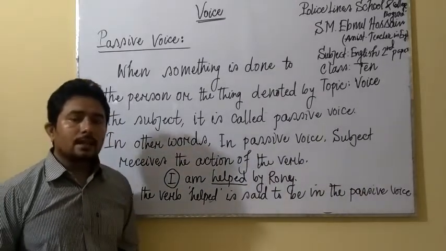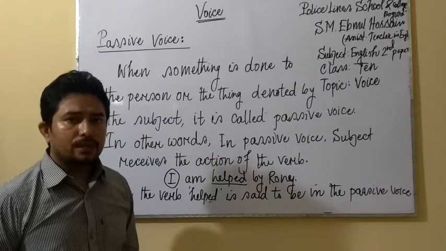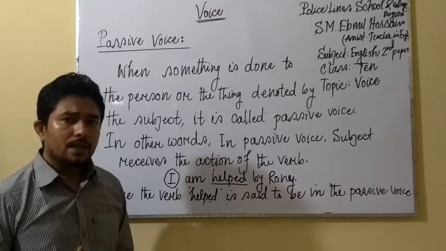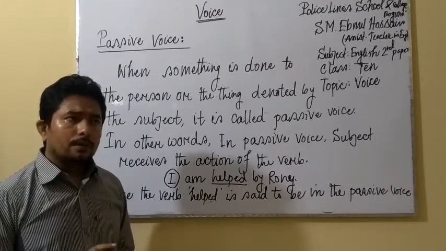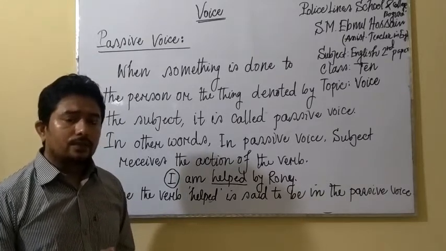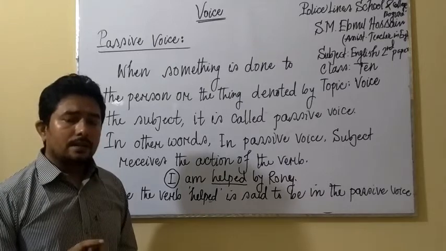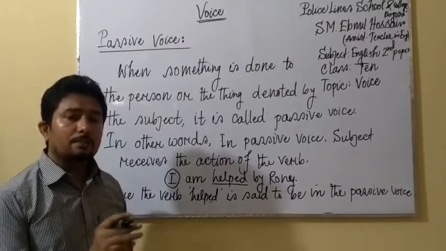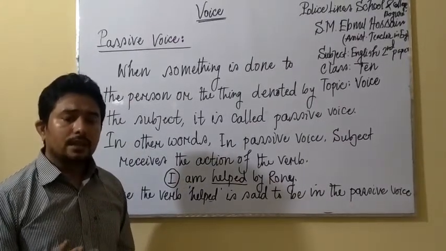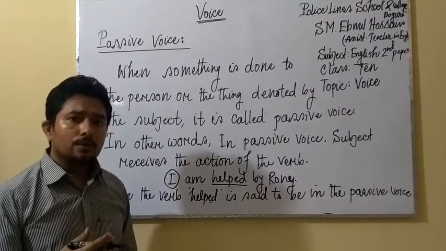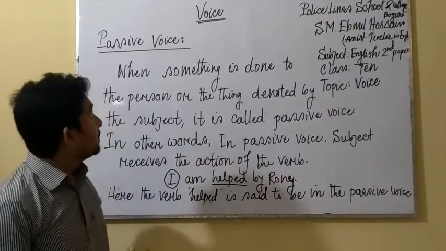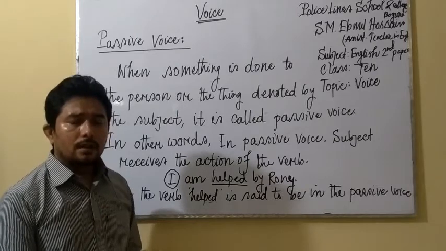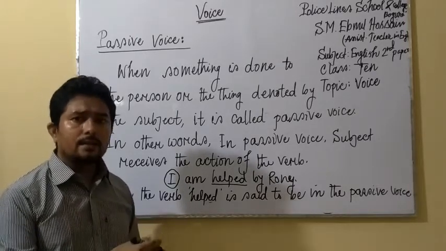So this is the most important talk about active voice and passive voice. Whenever we notice any verbs, at first we have to notice carefully whether the action of the verb is performed by the subject or the action is done to the person or thing denoted by the subject, and then we will easily be able to tell the difference between active voice and passive voice. And these are the definitions of active voice and passive voice.